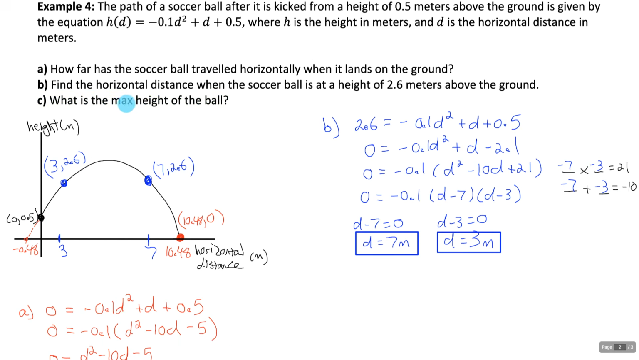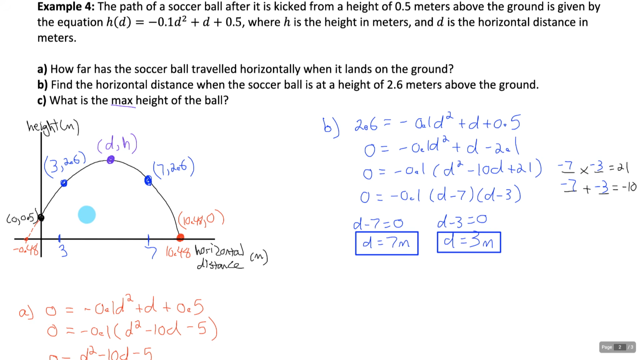If you see the word max, we know that it's asking something about the vertex. If we want to know the max height, well, height is the y-coordinate of the vertex, so we're interested in what is the y-coordinate of the vertex. This vertex has an x and y coordinate. The x-coordinate is the horizontal distance, which the equation calls d. The y-coordinate is the height, which the equation calls h. We're interested in the y-coordinate of the vertex.